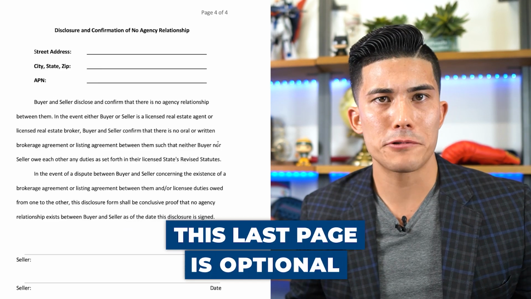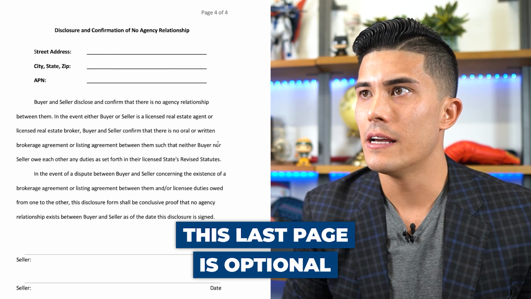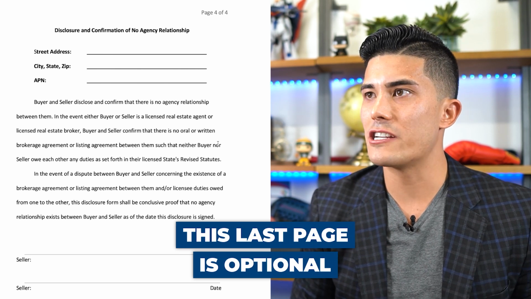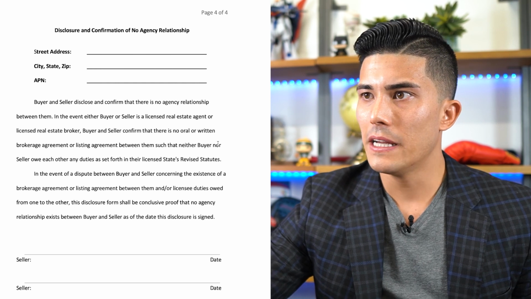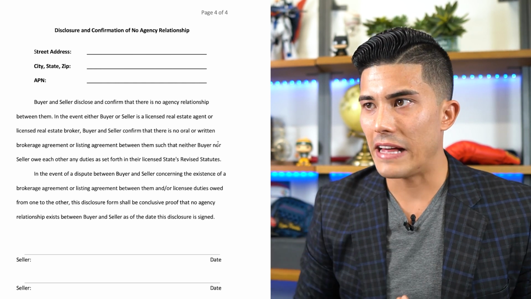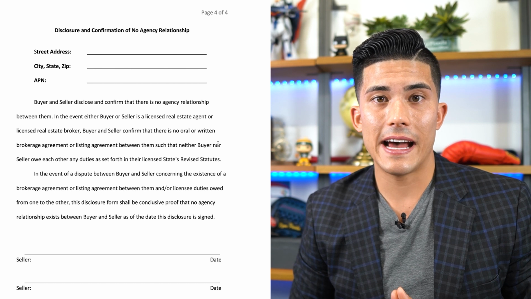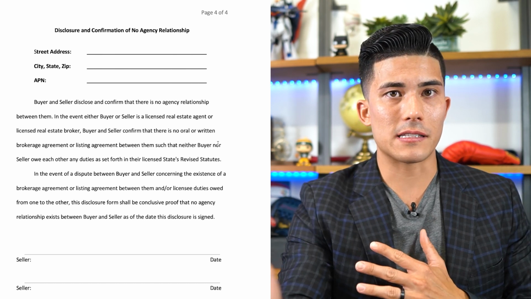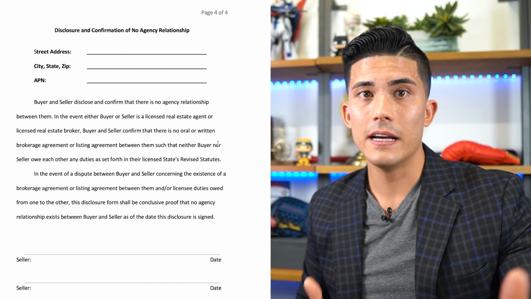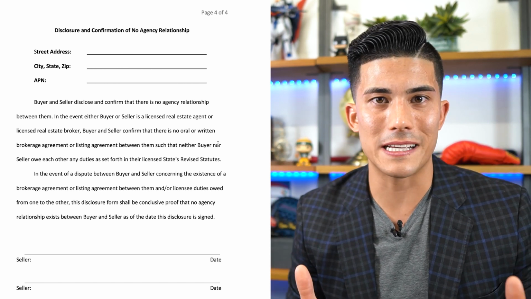This last page is optional. I'm not saying that you guys need to use it. This is the disclosure and confirmation of no agency relationship. So you're gonna put the property address here, and essentially, I'm not gonna read all of that. Essentially, this is just saying that no realtors are involved in this. Once again, I don't represent the seller, the seller doesn't represent me. I am not looking out for the seller's best interest.